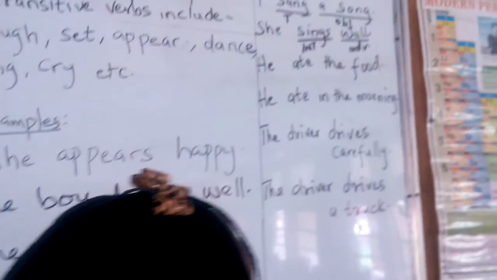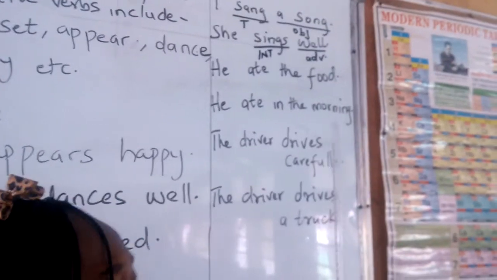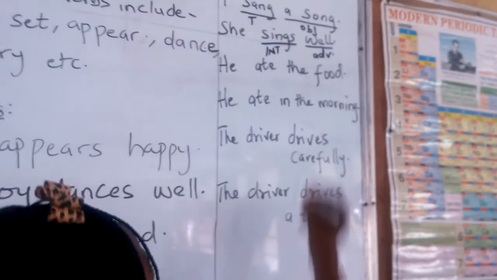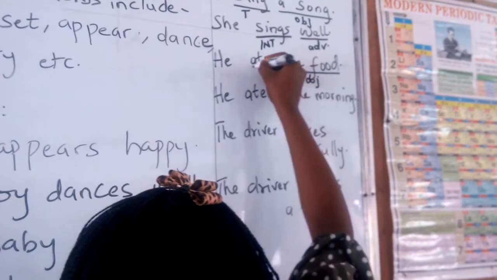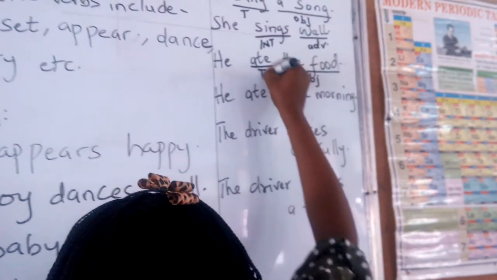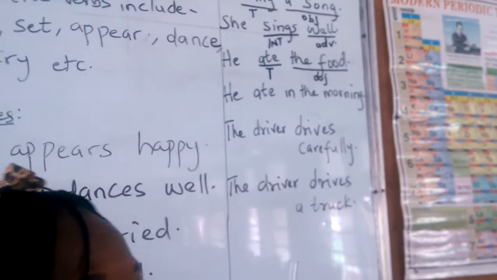Okay? He ate the food. What was eaten? The food. So this is an object in the sentence, while this is what? A transitive verb in the sentence.